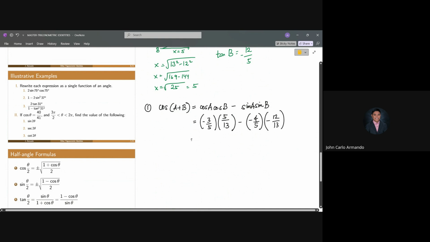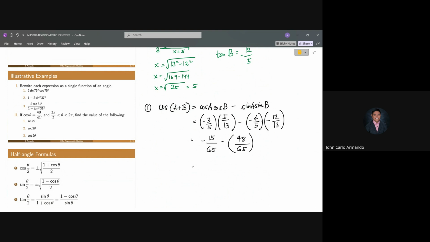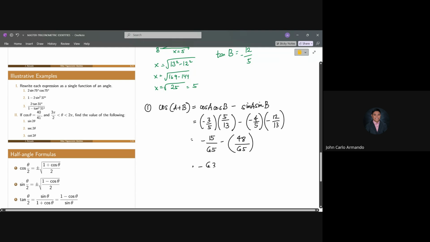So what is negative 3 times 5? That's negative 15. 5 times 13, 65. Negative 4 times negative 12, that's positive 48. 5 times 13, that is 65. And what is negative 15 minus 48? Negative 63 over 65. So the answer for cosine A plus B is negative 63 divided by 65.